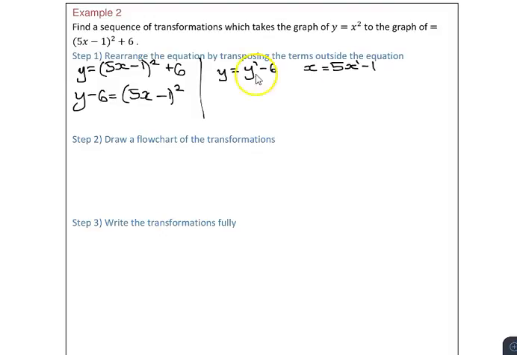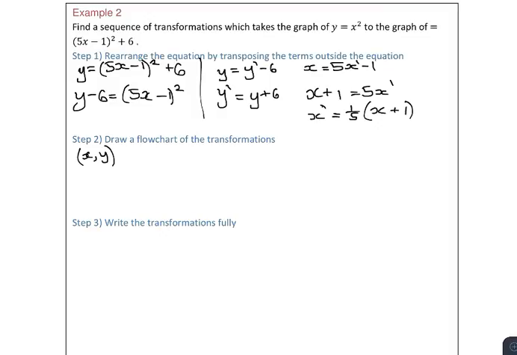Now note here, this is my y is equal to y new minus 6, not y new like the previous question. Now the reason for this is because we're going from a base to a transformed. So we have to do the transformation here. So we're going to rearrange this and get what x new equals and what y new equals. So rearranging it, I'd get y new is equal to y plus 6, and x plus 1 is equal to 5x new, which means x new is equal to 1/5 of x plus 1.